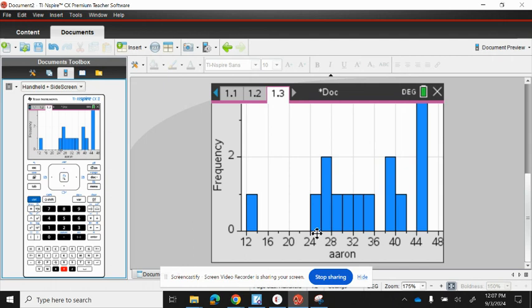This isn't a bin of 4. It's a bin of 2 because we're going 24. This would be 26 here. You can hover on your Inspire if you've got an Inspire. If you've got an 84, you got to do it a little bit differently, but you can set those windows as well.